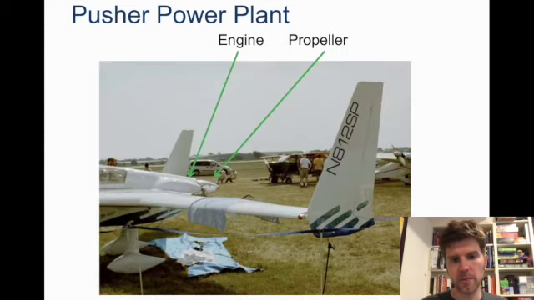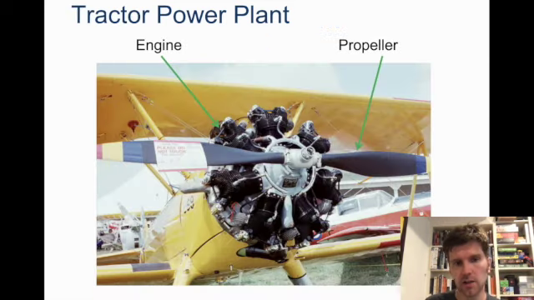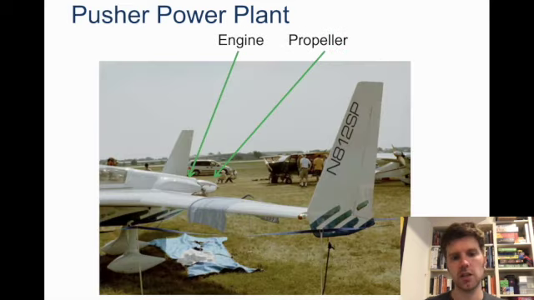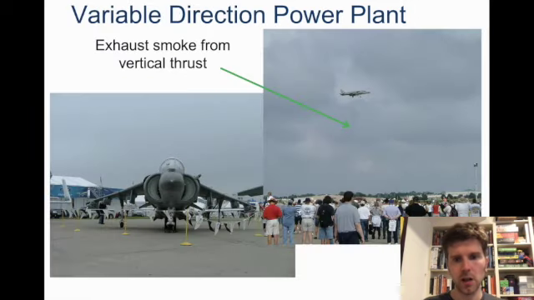A pusher's in the back, which tends to not foul the air over the wings quite as much. So this one has the advantage that the propeller gets nice clean air for maximum efficiency, but the wings get kind of dirty, turbulent air from the propeller. So less wing efficiency, more engine efficiency. This is the opposite. You've got some jets that can vector their thrust and like hover and different things like that, which is kind of neat.